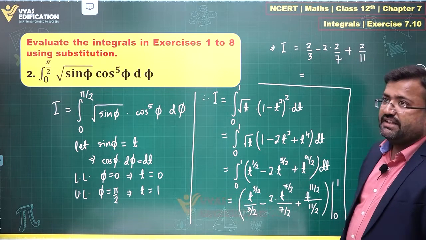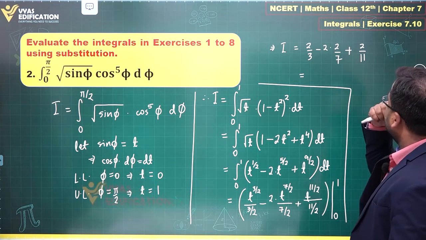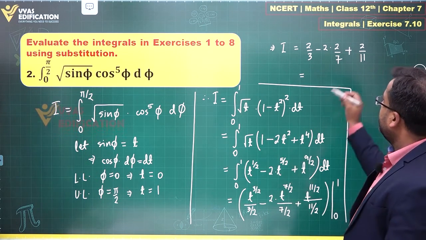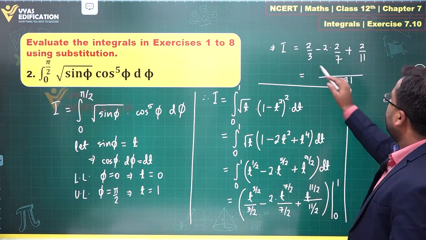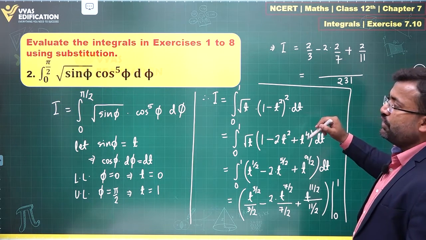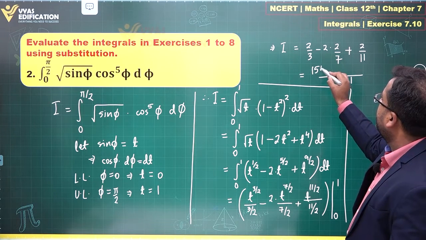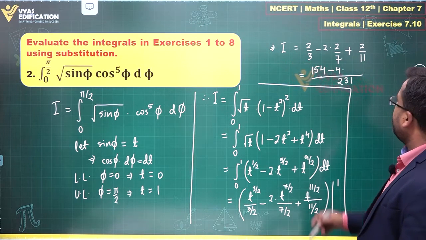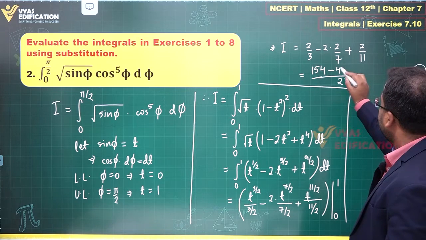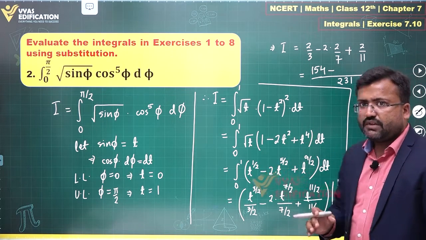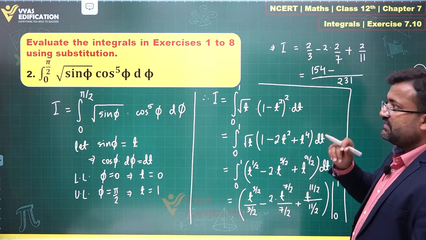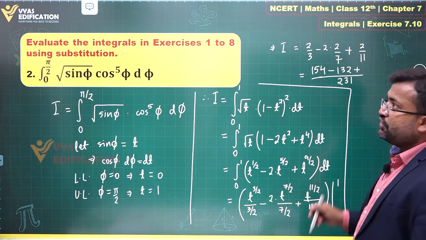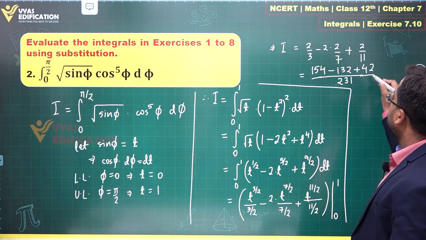7, 3 and 11, what will be the LCM? So this is 7 times 3 is 21 and 21 times 11 is 231. That will be the LCM for this. This numerator will be 77 times 2, which is 154, minus 4 times 33. Let's write that properly. 4 times 33. Now that is 132. Is it? Yes. 132 plus 7 times 3 is 21 times 2 is 42. This is what you have, right?